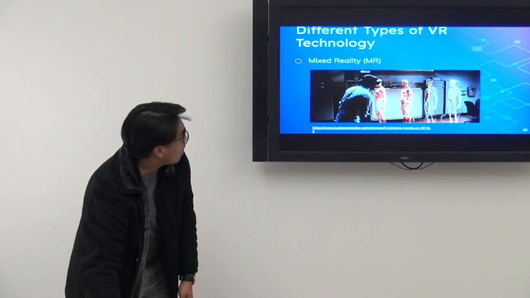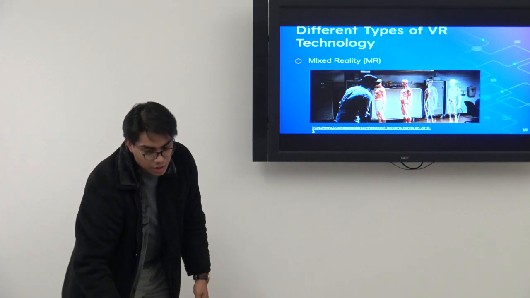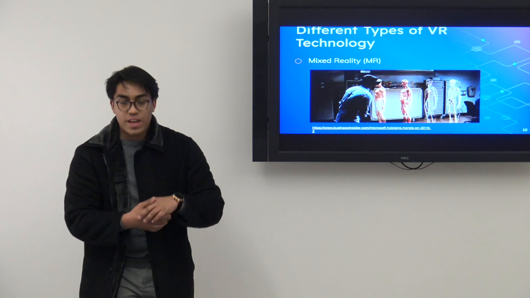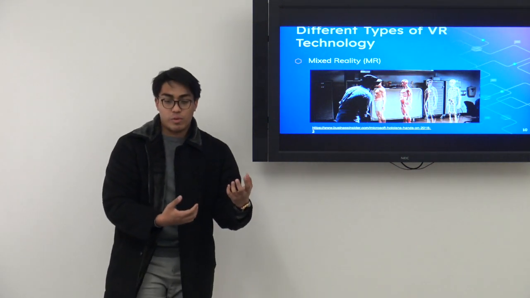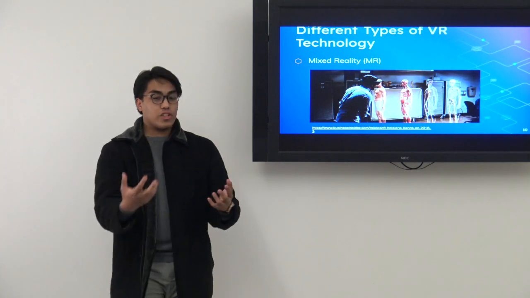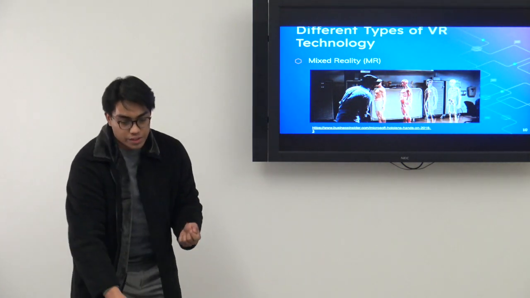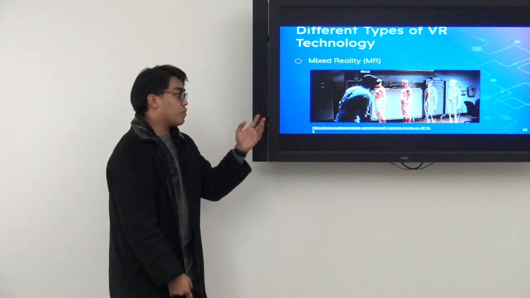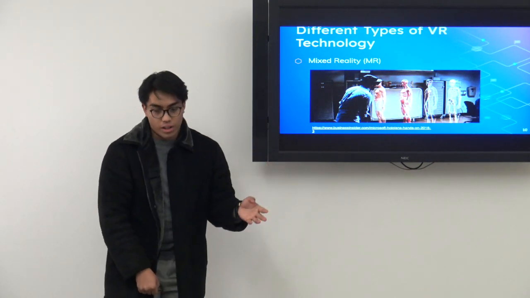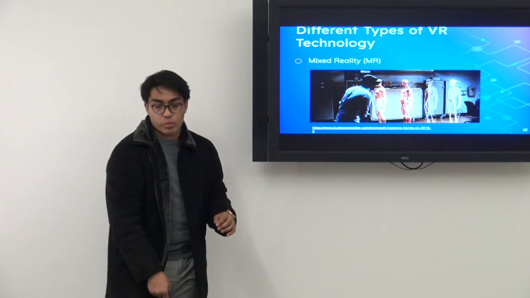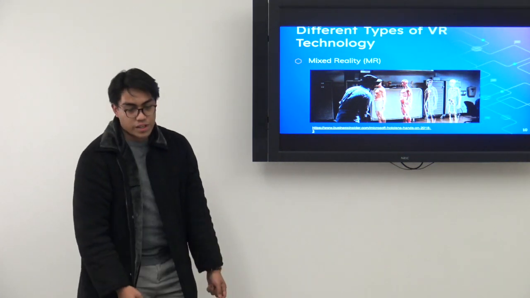The next type of virtual reality is mixed reality. So this one's actually pretty interesting because it combines both immersive virtual reality and augmented reality, so that you can have a more interactive type of experience. And what this image is actually of, it's supposed to display what the HoloLens looks like, used by medical students at the Case Western Reserve University in Cleveland.